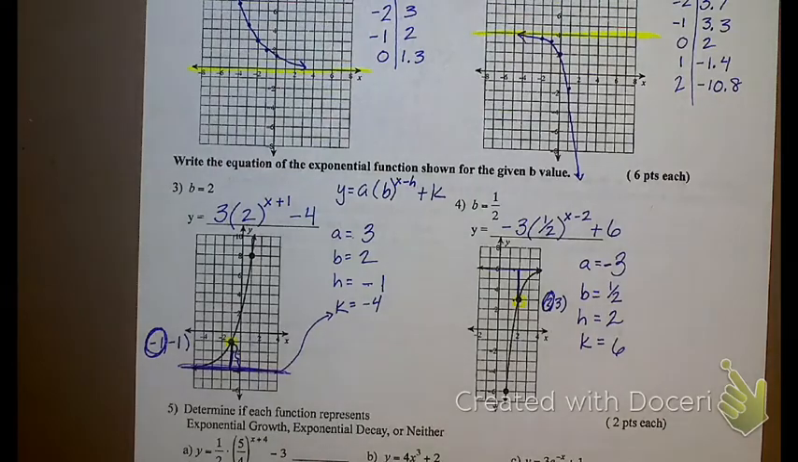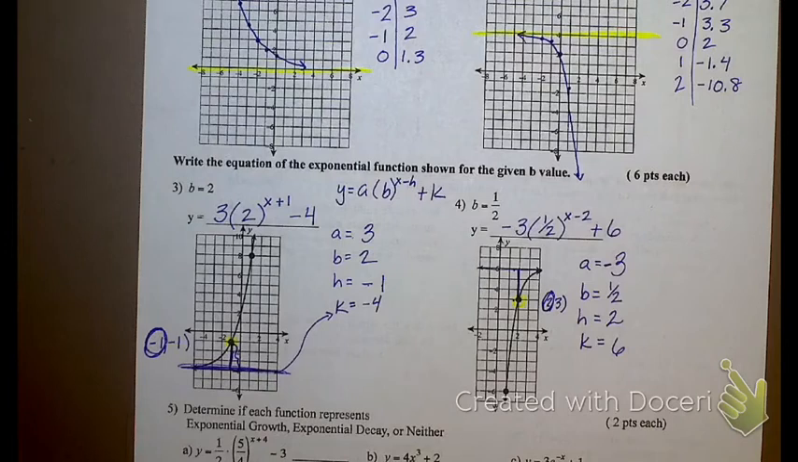Think about where the graph is, not where the asymptote is. Here's my asymptote, using my hand. Negative A, positive A. If my curve is down here, A is negative. If my curve is up here, A is positive. It doesn't matter what direction it's going. All that matters is: is it below the asymptote or above it? The graph, the curve itself.